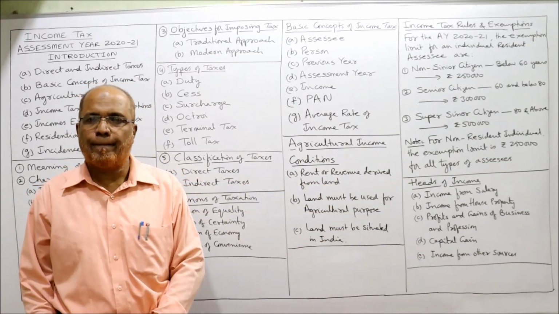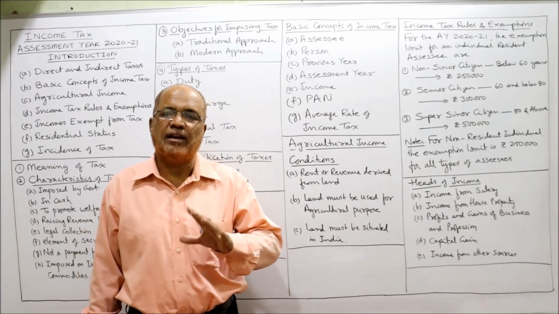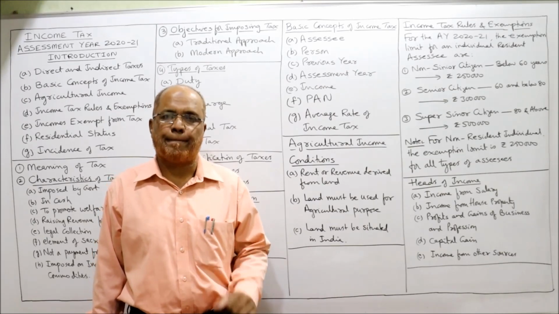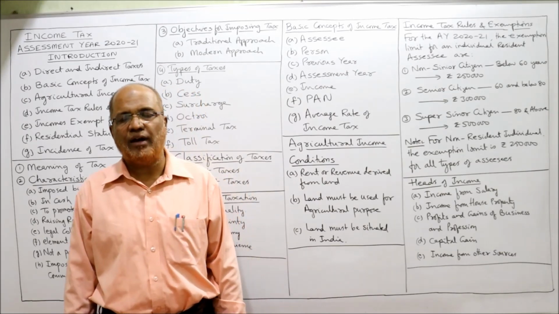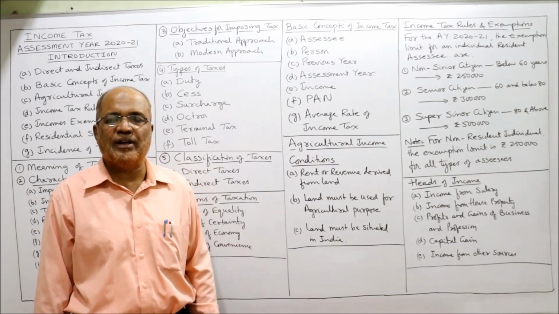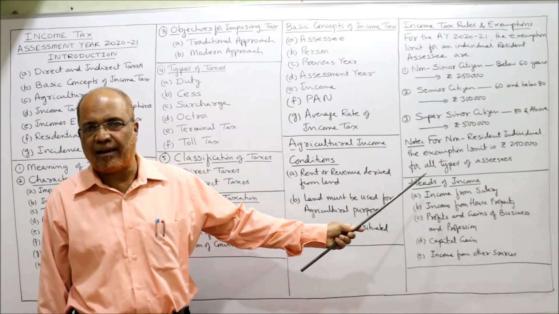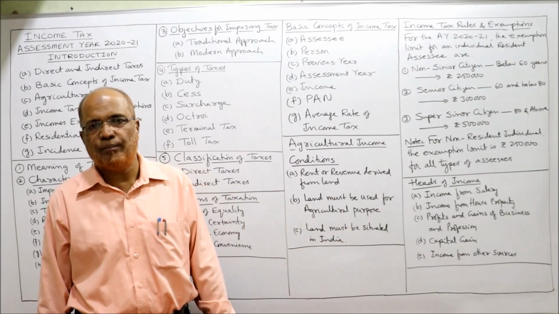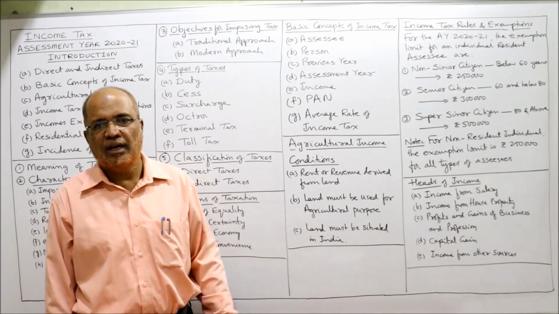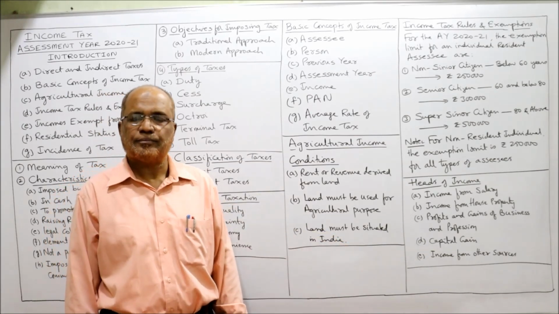Now, heads of income. The Income Tax Act 1961 has given the provision on how to compute the income of a person, how to calculate the income of a person. The Income Tax Act has classified the heads of income into 5. The 5 heads of income are income from salary, income from house property, profits and gains of business and profession, income from capital gain, and income from other sources.